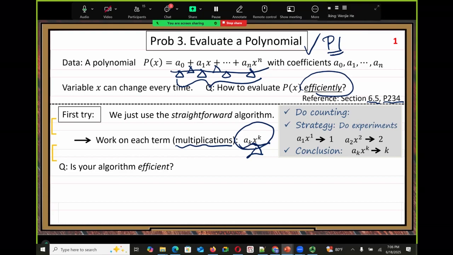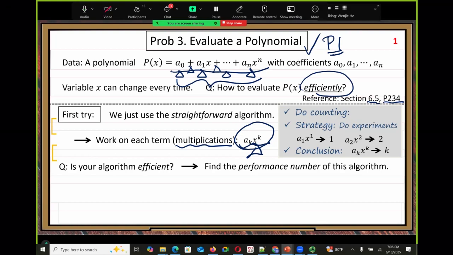Is it possible we can find a smart way to use fewer multiplications than k to find this single term? That's the question. Find the performance number of this algorithm. But there is another question.